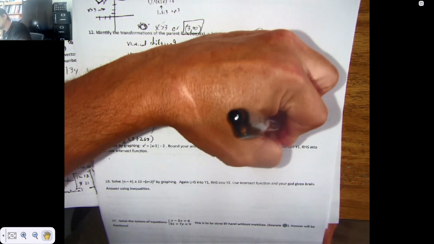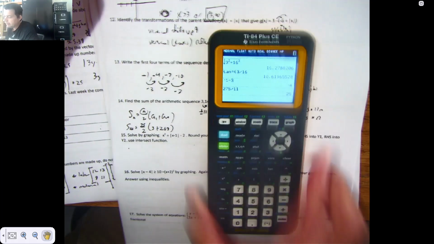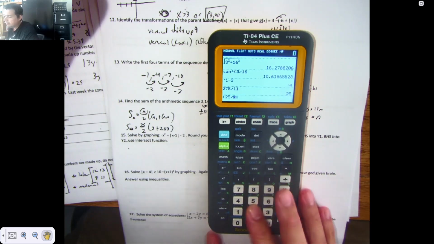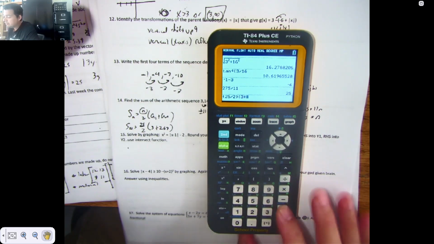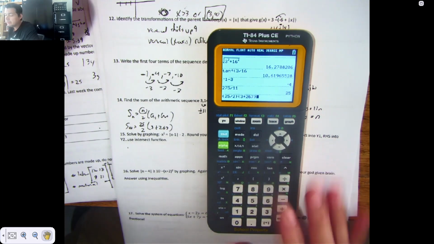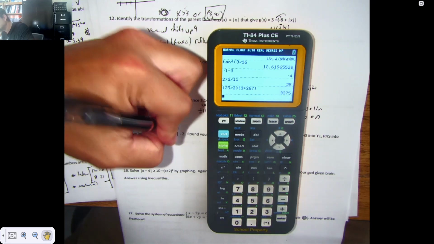25. So there was a 25 here. The sum of 25 things. And I'm just going to type that in the calculator. 25 over 2. If I don't know what 3 plus 267 is, just keep the parentheses. The calculator will take care of everything for you. Ta-da, 3375.